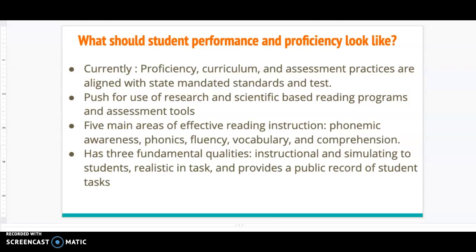Now, from those research and scientific-based reading programs, there should be 5 main areas of effective reading instruction: phonemic awareness, phonics, fluency, vocabulary, and comprehension. Student proficiency and performance also has 3 fundamental qualities. It should be instructional and stimulating to students. It should be realistic in task. And it should provide a public record of student tasks.